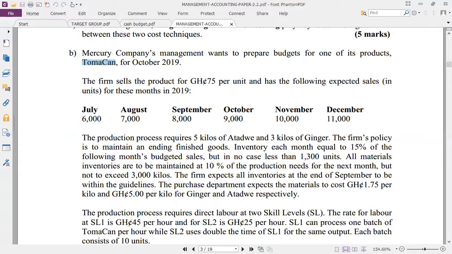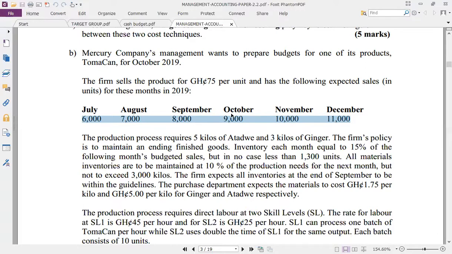So if I should find the closing inventory, let me start from September. Closing inventory for September will be what? 15% of what? October's own, 9,000. Closing inventory for October will be what? 15% of what? November. And in that order. That is all. Perfectly.